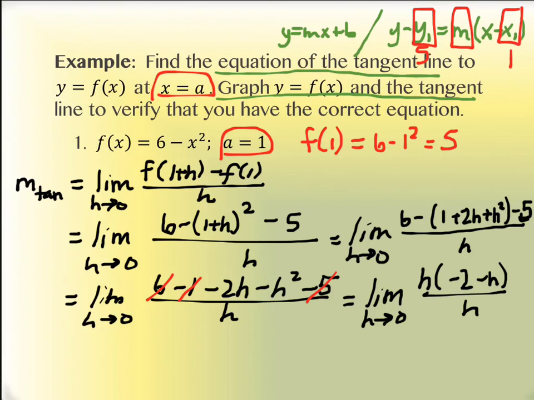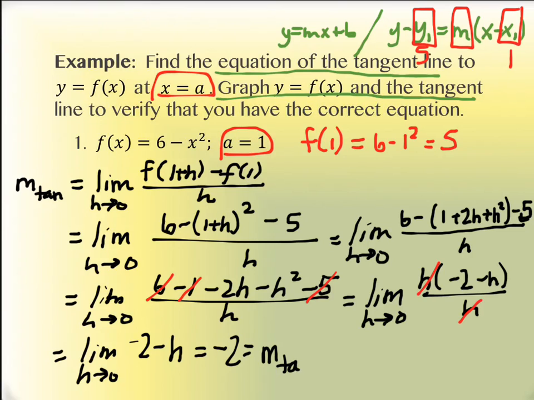And then since it's in factored form, we can actually cancel that h with the h in the denominator. That leaves me with the limit as h approaches 0 of negative 2 minus h. Can I plug in 0 for h now? Absolutely. What will I get? Negative 2. And what you just found, remember, was the slope of the tangent line. It's the m that we were looking for up here.